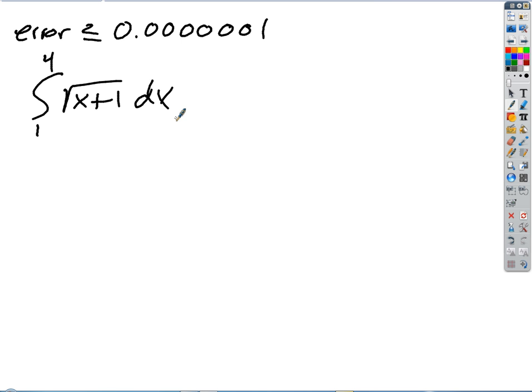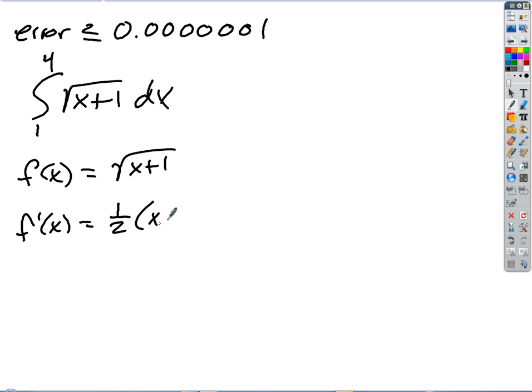Okay. So we need our error formula. Now, what's f of x? Square root of x plus 1. So what's f prime of x? Now think of that. What power is that? x to the 1 half. Okay, so what do I need out front? 1 half. Okay, 1 half times the quantity x plus 1 to the minus 1 half.